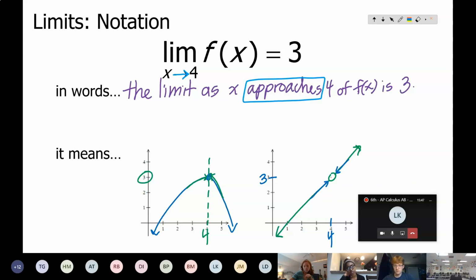For one, the function existed there. For the other, the function did not exist there, but we're talking about what it's doing as it approaches that value.